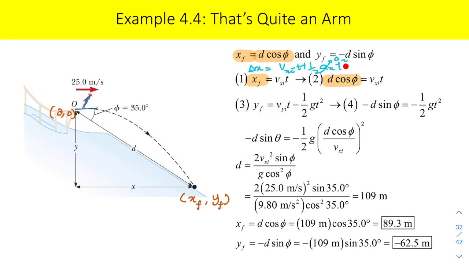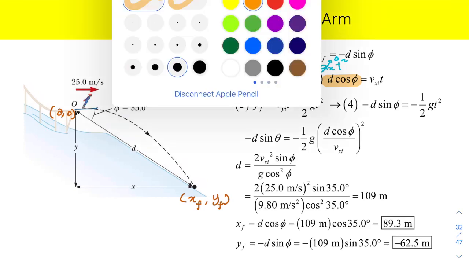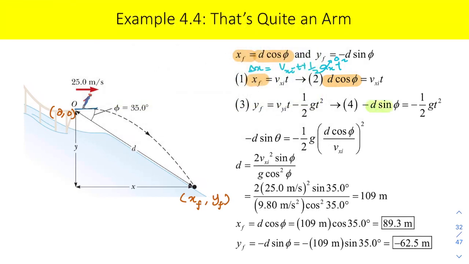Then you have the y, with a similar approach. Why is it negative? Because ay is equivalent to negative g. And then you have d sine theta equivalent to negative half g t squared. D sine theta here is your y, this one. And v initial of y is 0, because it's completely moving initially in terms of the x component. That is why you are left with this equation.